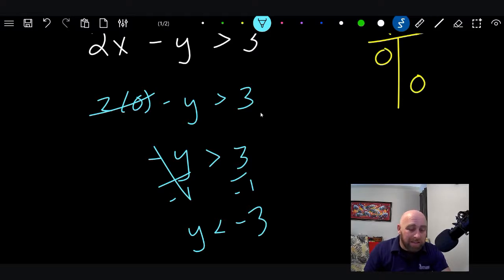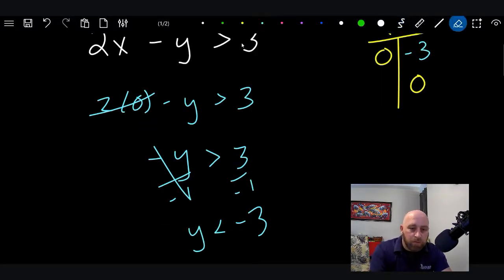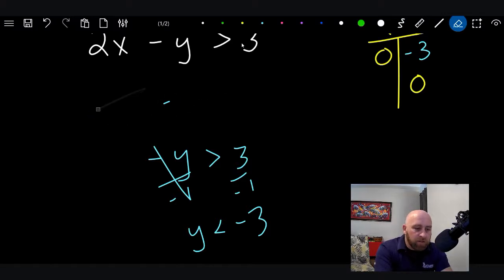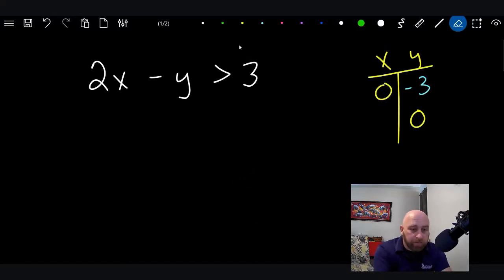Y is less than -3. So here, that would be a -3. That's the important part. The sign right now is not super important. All right, so now we're just going to do the same thing. We'll come back here. I'll erase all this. And then instead of the y, we're going to substitute in the 0.